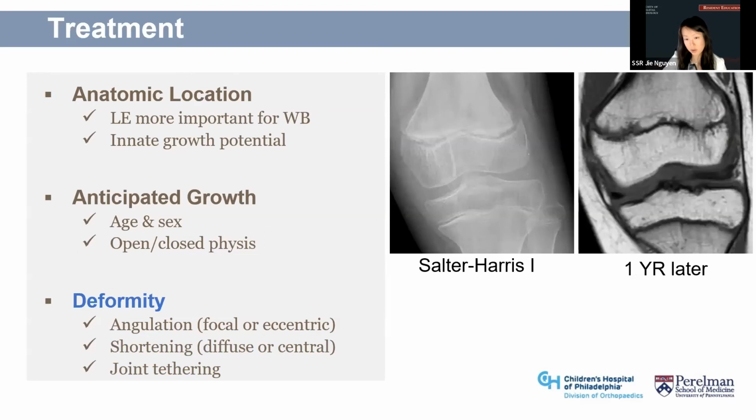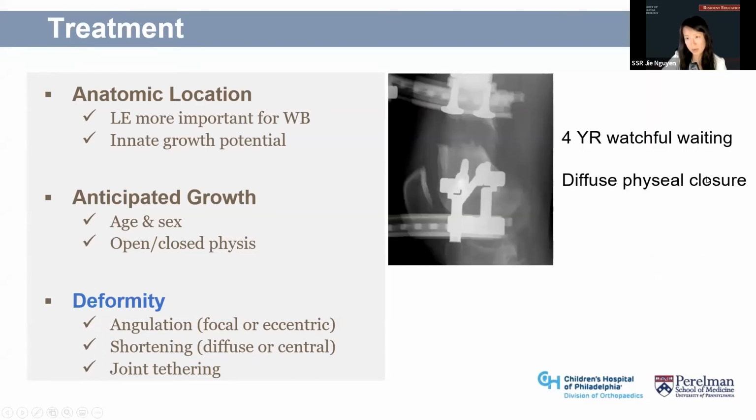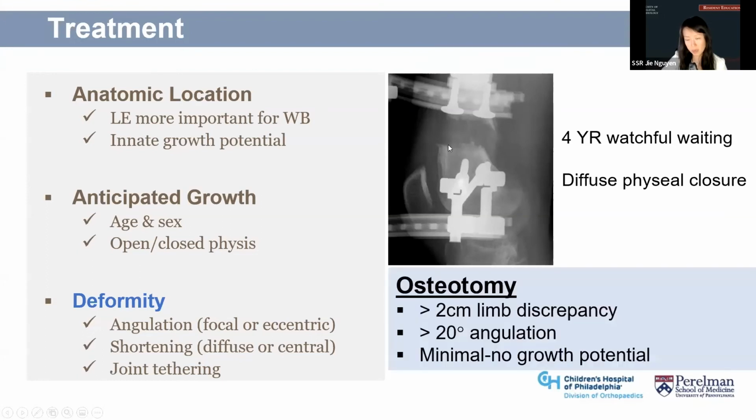This is a different patient with a Salter type 1 injury of the distal femur. You can see that it's white and irregular. And then 1 year later, the MRI is already showing us that the growth plate looks really sick and that there is bony bridging right here. So unfortunately, the watchful waiting did not work. We waited another 4 years. And so the growth plate actually completely closed and the patient underwent osteotomy. So osteotomy is typically reserved for patients who have more than 2 centimeters of limb discrepancy.